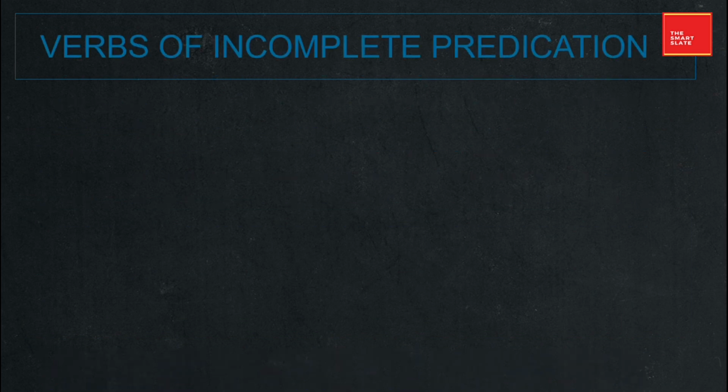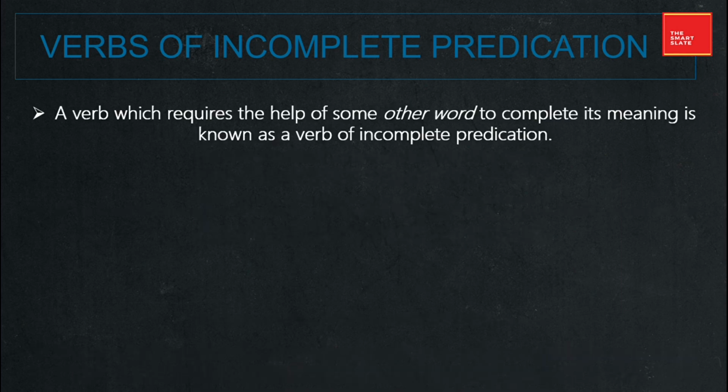Next type we have is verbs of incomplete predication. Verbs of incomplete predication means the verb which requires the help of some other word to complete its meaning is known as a verb of incomplete predication. Now that other word is known as a complement. When I say you look gorgeous, if I say only you look, then there is an absence of a word which provides the complete meaning to the sentence.